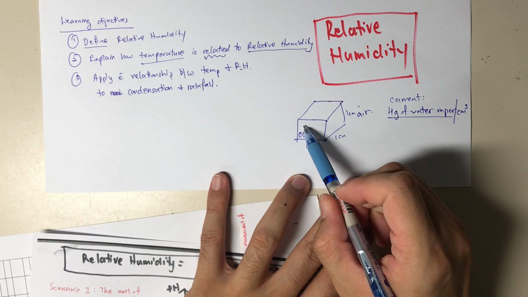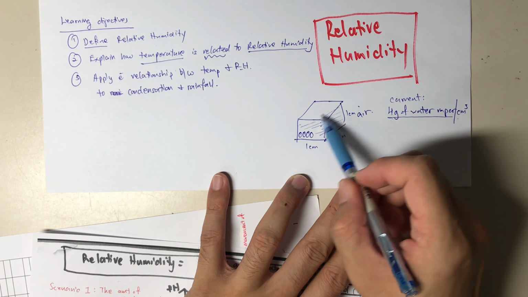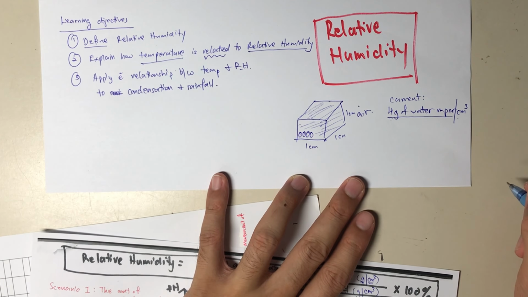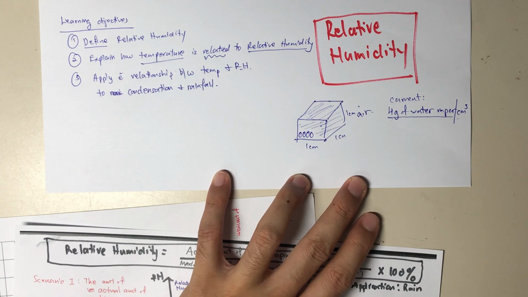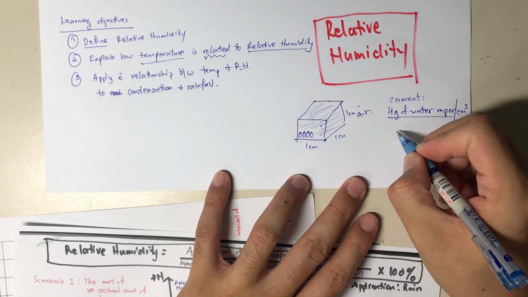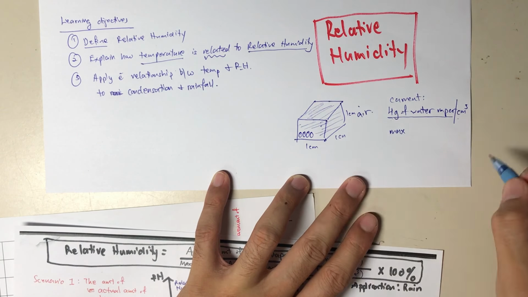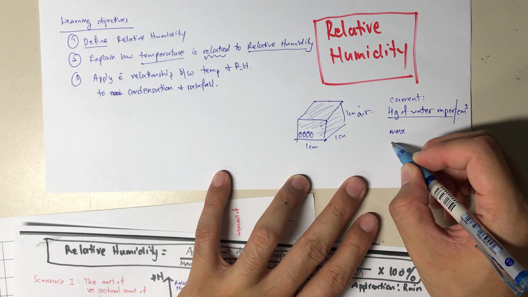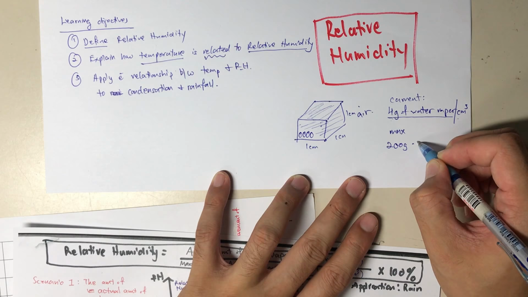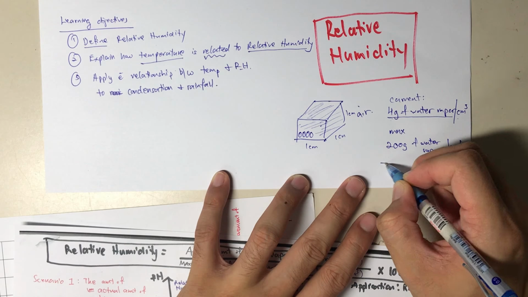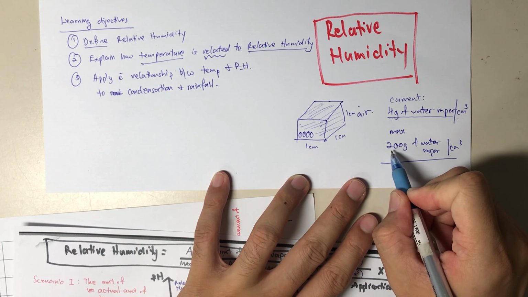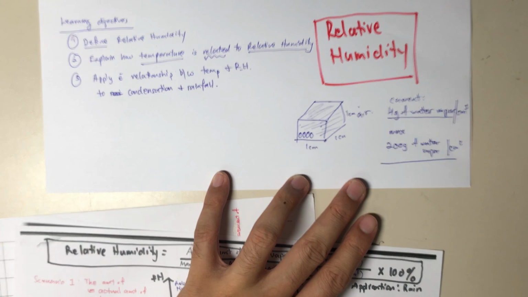However, you can see quite clearly there's still a lot of space here that can be filled up with water vapor. So, how do we know how much more water vapor there can be? We use relative humidity to tell us. Say hypothetically, the maximum amount this cm cube can hold is 200 grams of water vapor. The maximum it can hold is 200 grams.